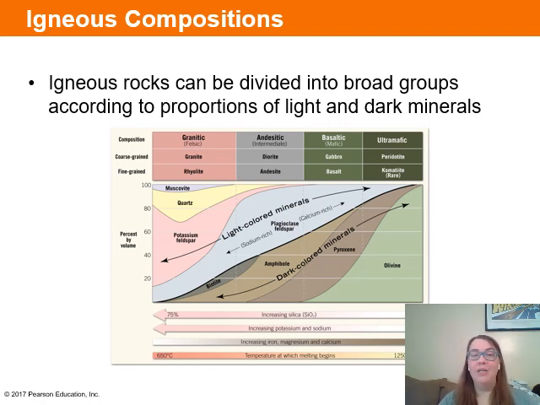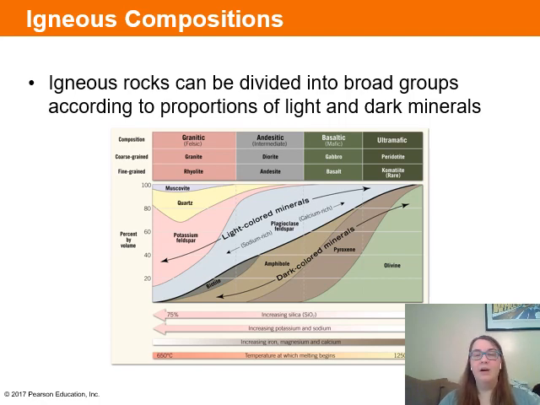It's going to be a combination of both. And we're going to call these intermediate or andesitic rocks. So here it could be like a 50-50 ratio of light to dark rocks, or it just might be a medium shade of gray that's neither a light gray or a dark gray in color.